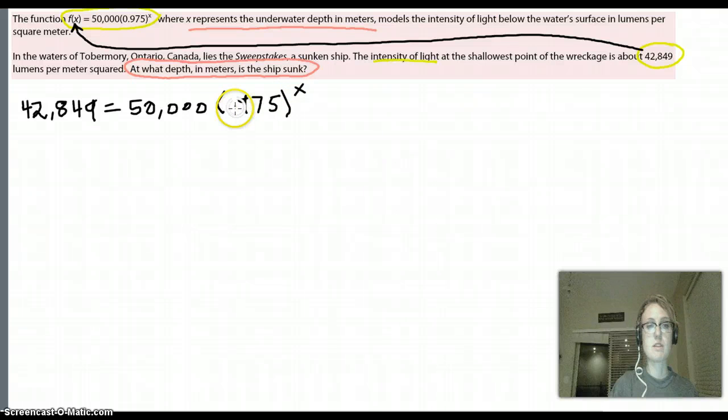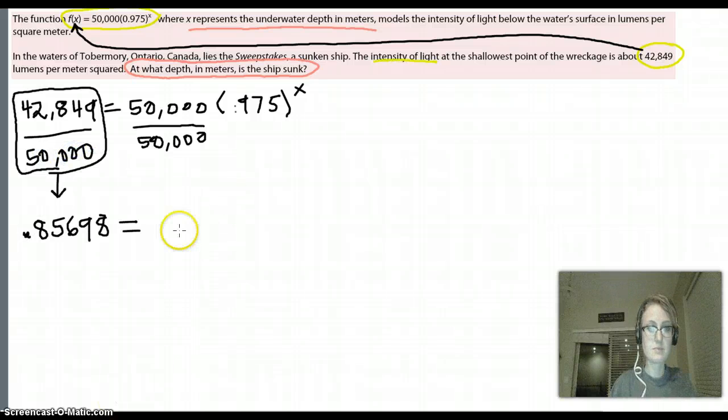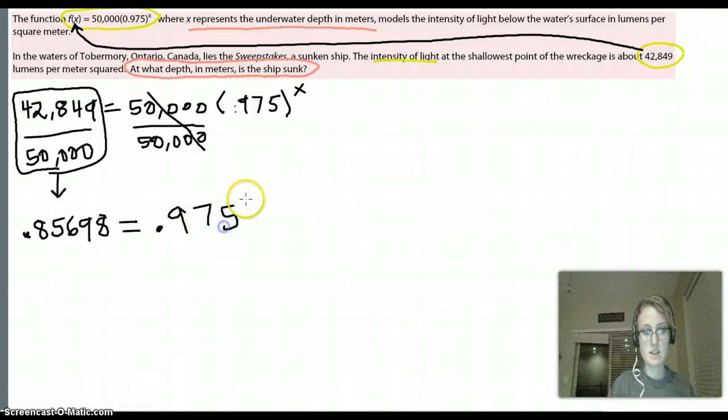Now the way that we solve for x here is first I'm going to divide both sides by this 50,000 to clear it out of the way. So divide by 50,000 on the right side and on the left side. I'm going to pause. Okay, when I put this in a calculator, I got that 0.85698 is equal to this fraction. And then of course 50,000 divided by 50,000 just cancels, and we're left with 0.975 to the x power.